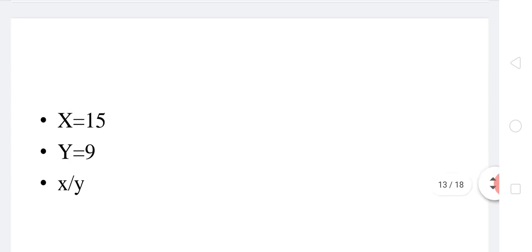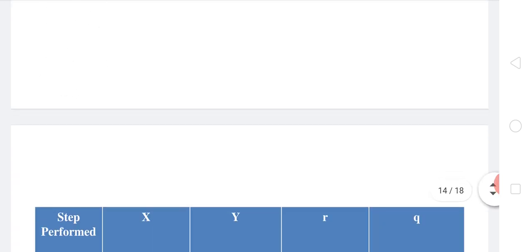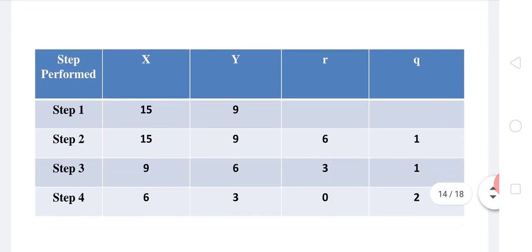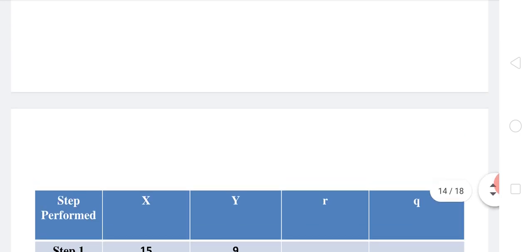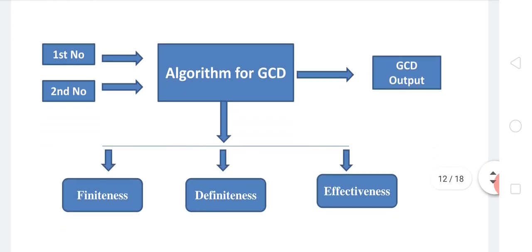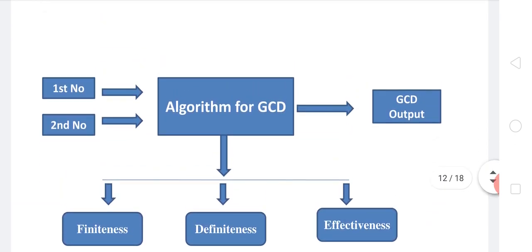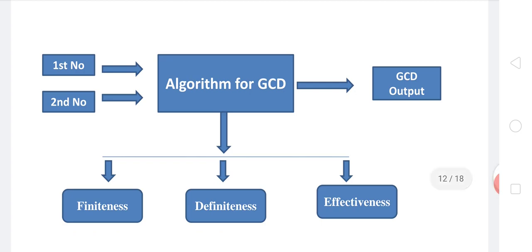For example, here the value of x is equal to 15 and the value of y is equal to 9. Now we can see one algorithm. In step number 1, read any two integer numbers. The first integer number is x is equal to 15 and y is equal to 9. These are the two numbers provided to the algorithm for GCD.